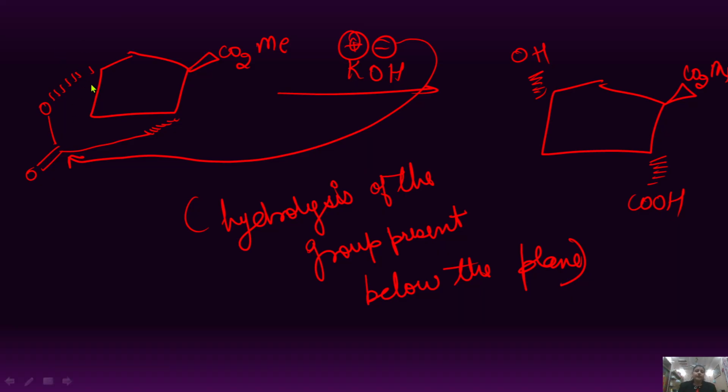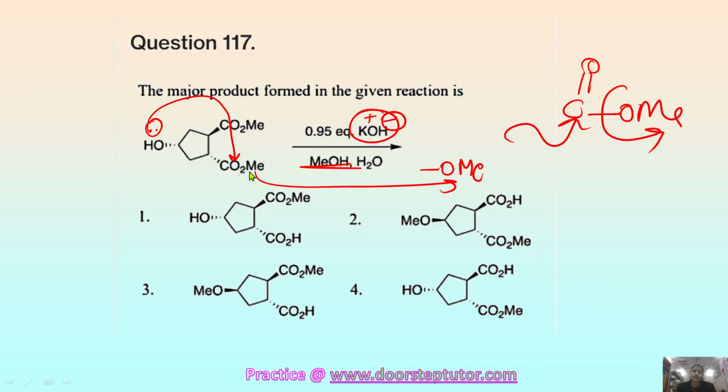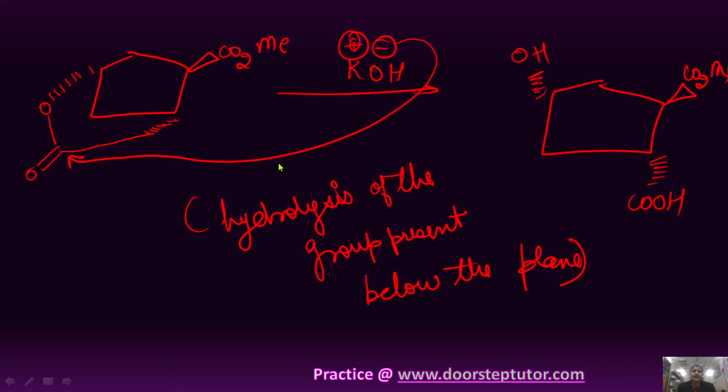this particular OH, when attacked on the CO2Me, OMe will leave. As the OMe leaves, there is a formation of a cyclic product like this. So it's a bridged compound. When the base, the 0.95 equivalents of KOH, is present, then this OH minus attacks on this position, and it's basically a hydrolysis reaction of that particular ester group which is present below the plane.